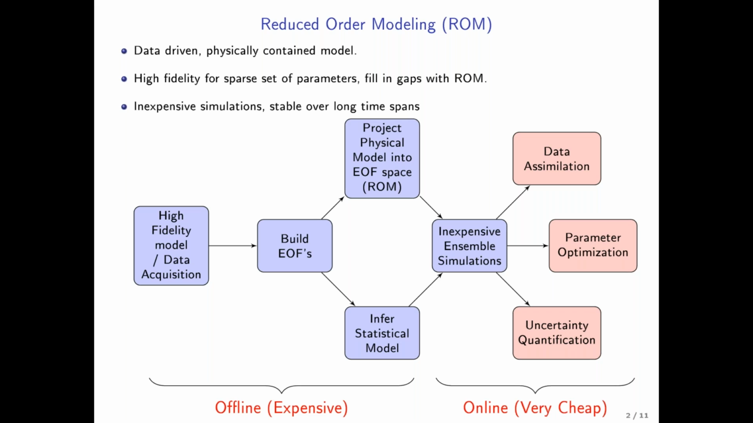And so I have a little flow chart here. Reduced order modeling has two components. The more expensive offline component, which includes running the high fidelity model and building empirical orthogonal functions. And for the type of reduced order modeling I'm doing, you build a very inexpensive physical model in terms of these EOFs, as opposed to a more statistical model where you would infer one just from the data alone. So this is where the word physically constrained comes in. And then you have the online component, which consists of running this very inexpensive model and performing some applications like you see here.